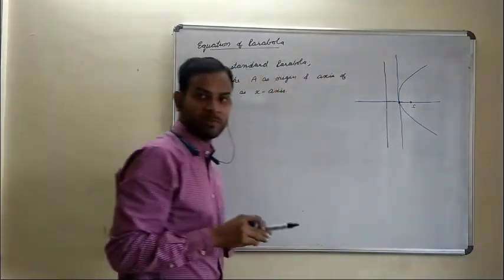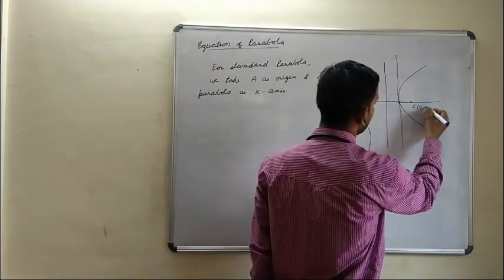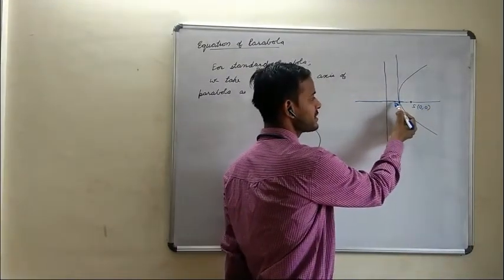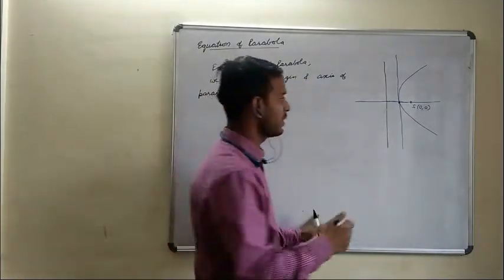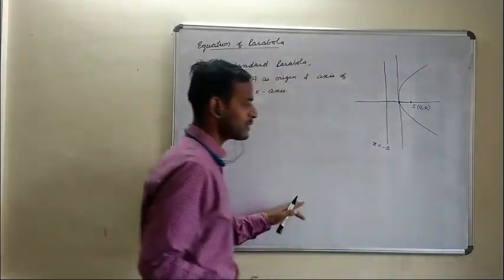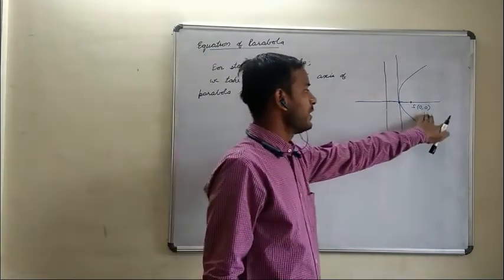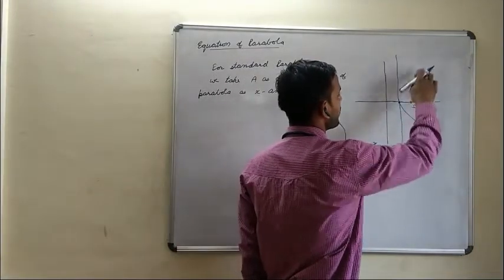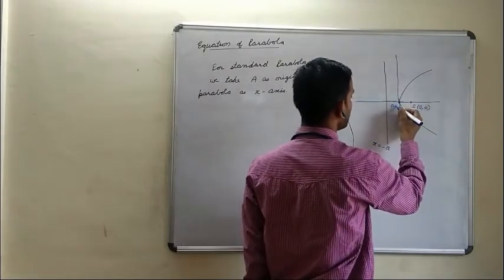Okay, let us suppose the coordinates of point S are (a, 0). If this distance is a, this distance is going to be minus a, and hence the equation of the directrix will be x equal to minus a. The coordinates of the focus will be (a, 0). In this case, the coordinates of our vertex will be (0, 0).